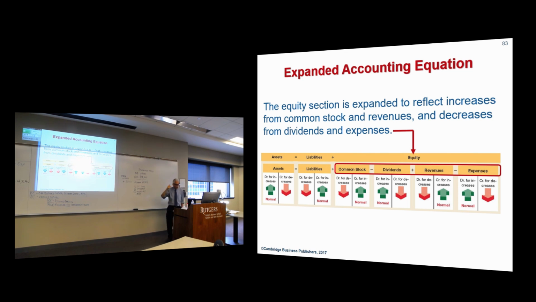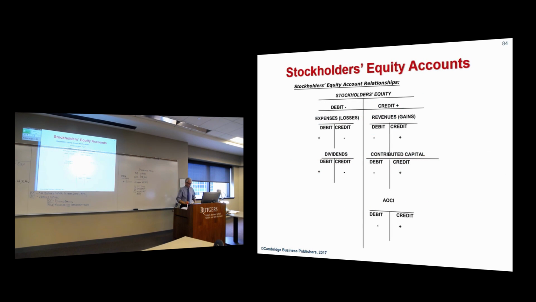So dividends are debited for the increase. Expenses are the same thing. If an expense goes up, it is debited, but you have to make sure you understand that that is reducing equity. Now, the way I like to show it is like this.